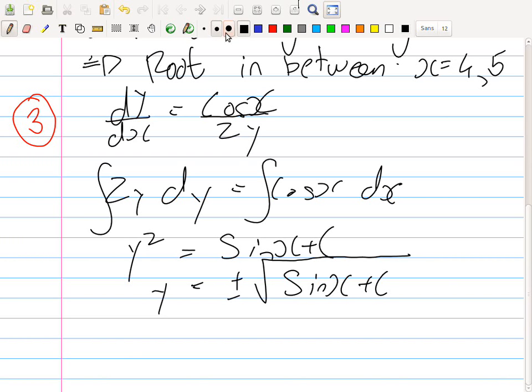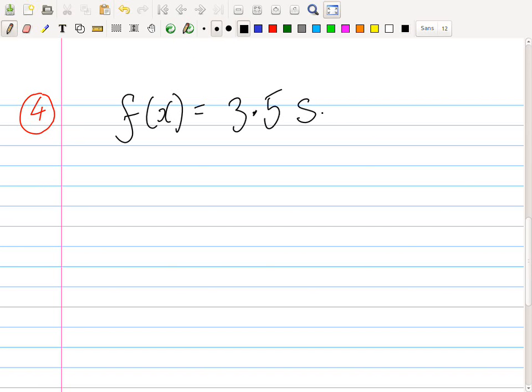So I need to go to a new page now. So you can easily get marks from these questions. From the section A ones, I'll tell you which ones are difficult to get marks in. This one here is good. f(x) equals 3.5 sine 3 pi x.